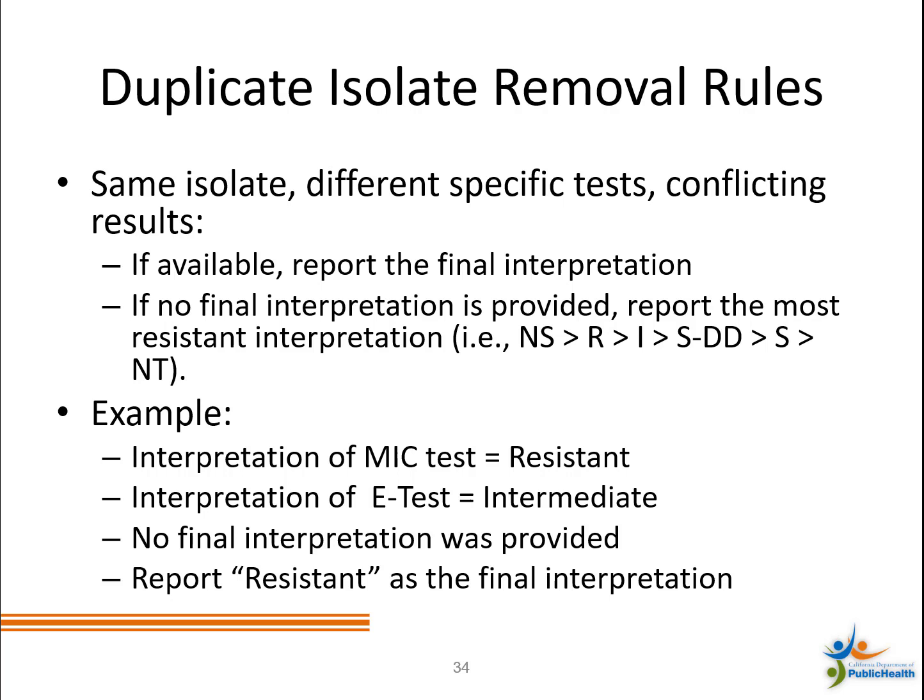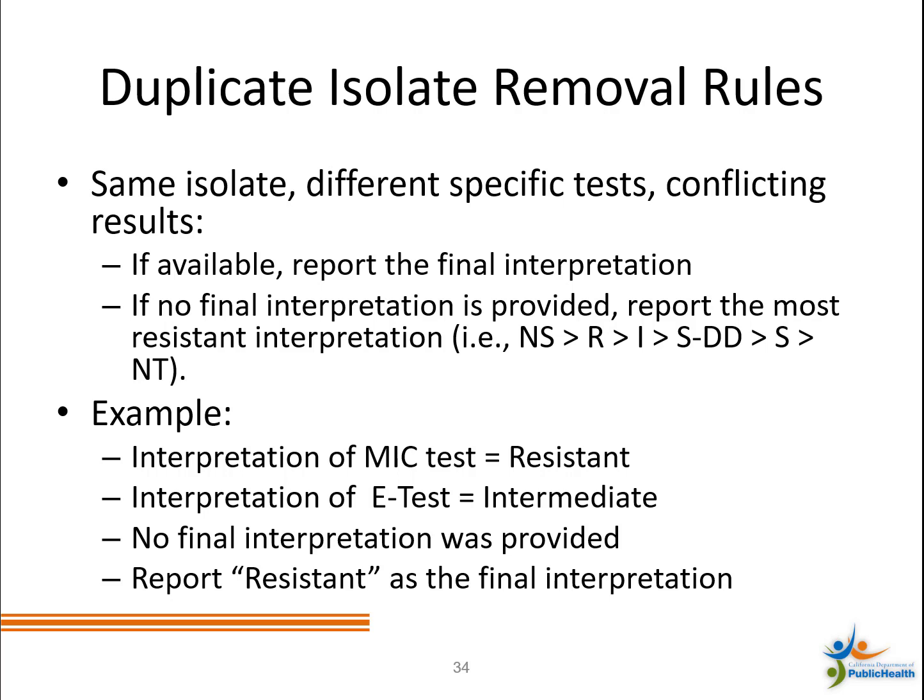In this second scenario, we have the same isolate with different results through different tests. While the situation is slightly different, the steps taken are the same as the first scenario. First, we see if there are results with a final interpretation. If there's only one remaining, that one is selected for reporting. Otherwise, we go with the most resistant result.